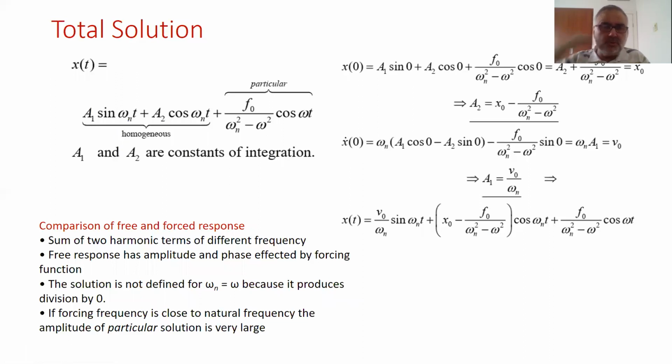So the total solution for the system is the particular solution. We put it here, as you see. This is the particular solution. But as we know, the homogeneous solution is the response to initial conditions. We still keep it in the solution with unknown coefficients, and those coefficients are to be determined from initial conditions.